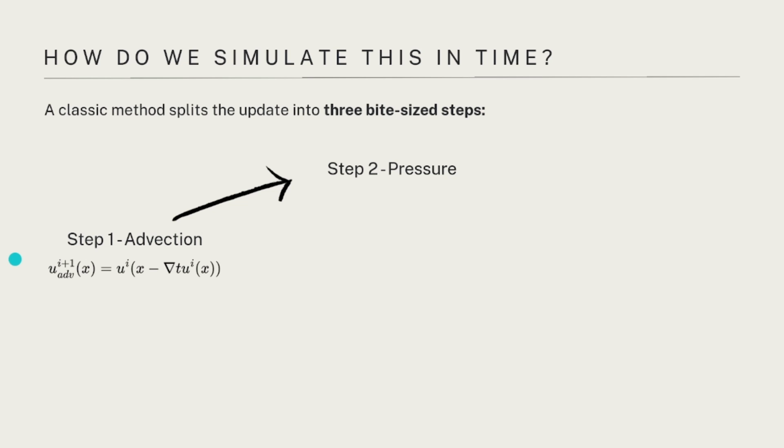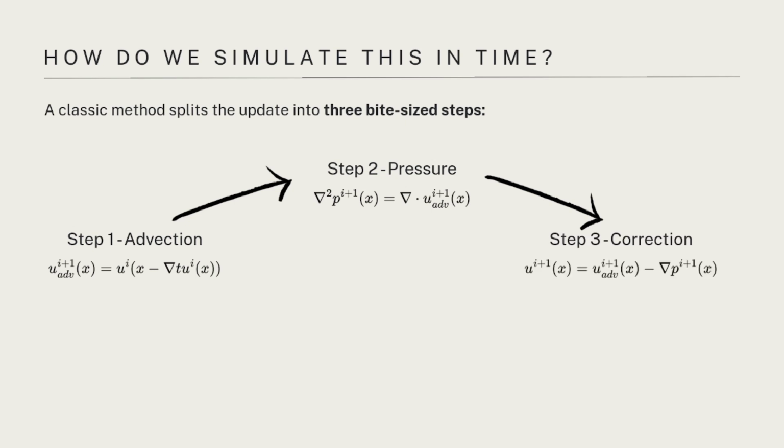We move to step 2, pressure projection. This step enforces incompressibility. We compute pressure so the fluid doesn't inflate or deflate. And finally, we have the velocity correction. Basically, pressure fixes the velocity to make everything physically correct again. We can repeat these steps and we have a simulation.